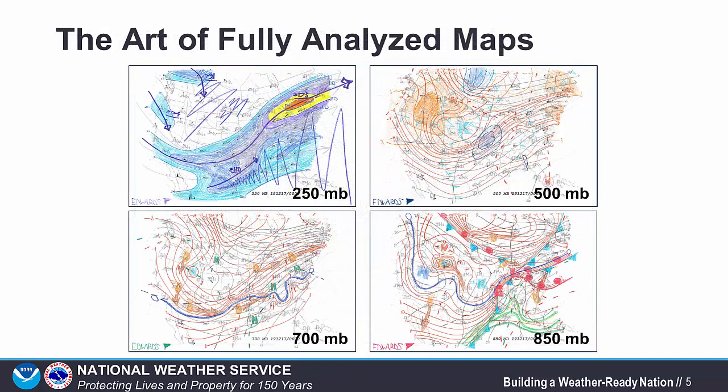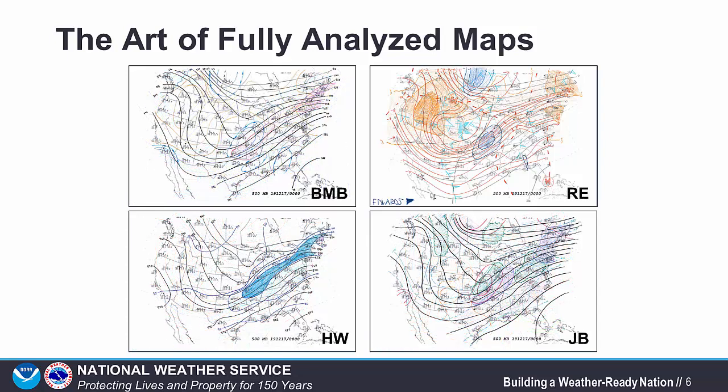In the end, fully analyzed hand-drawn maps can look something like these works of art from Roger Edwards. Just about every forecaster has a different style, a different set of preferences, a different combination of synoptic class requirements and personal style. In fact, there's even variability among the 4 co-authors of this study. And even so, the major features emerge.